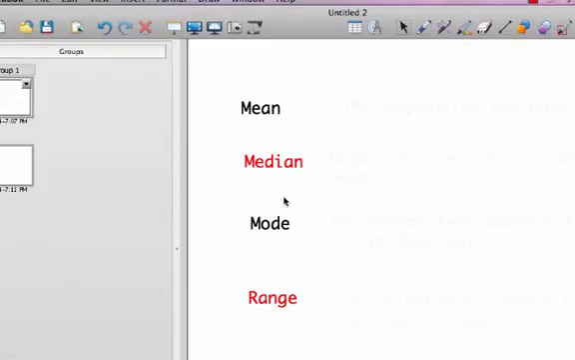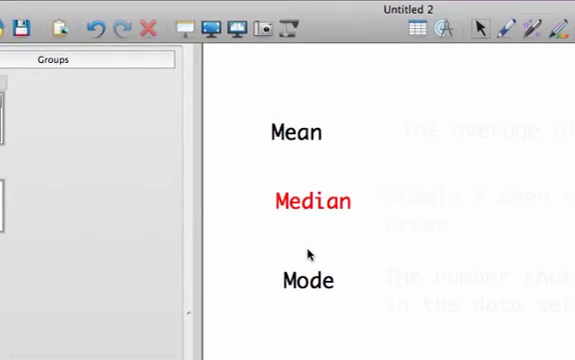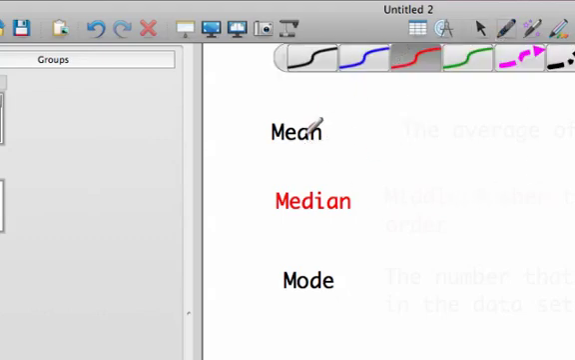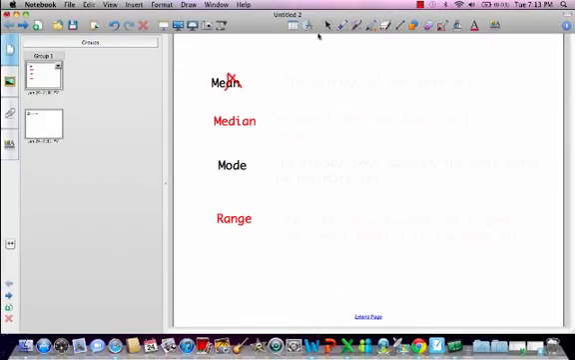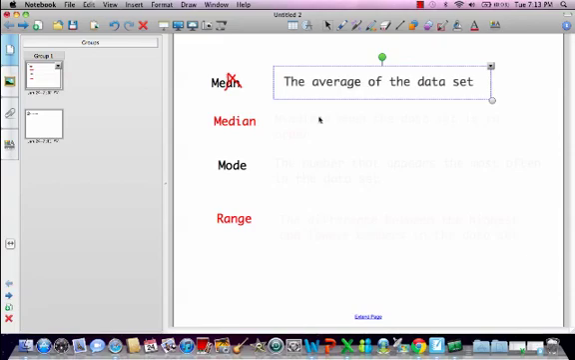Alright, we're looking at mean, median, mode, and range, all the data stuff. So the mean, that is this A right here. We can remember it with that A. I like to capitalize it. The A stands for average. The mean is the average of the data set.